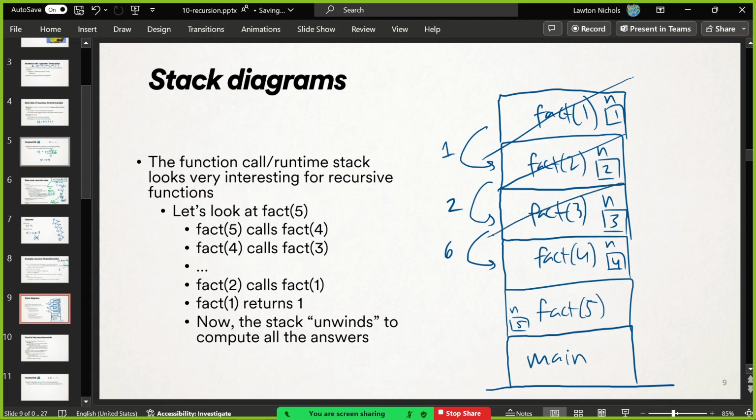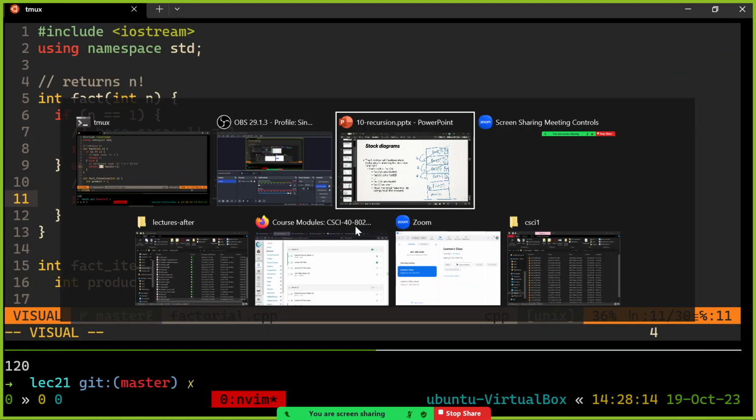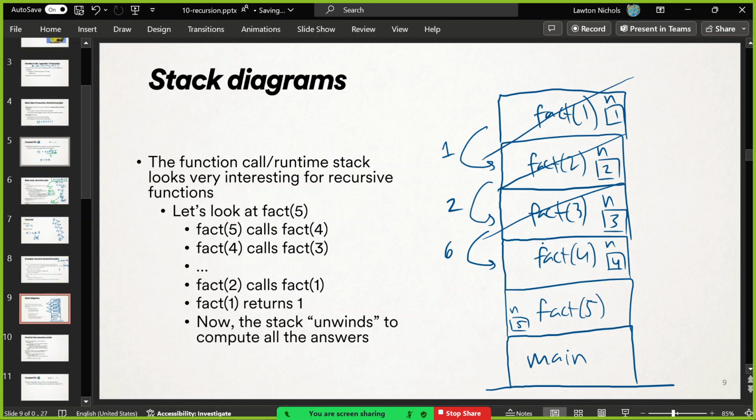It can give back 6 to whoever called it, which was fact of 4. See how that's working? Unwinding. Fact of 4 was again waiting on this line for fact of 3 to finish so that it could multiply its 4 by that answer. It finally got an answer back for fact of 3. That was 6. It can multiply its n by that 6 result, and it can give back 24. That's what it's going to return to whoever called it.